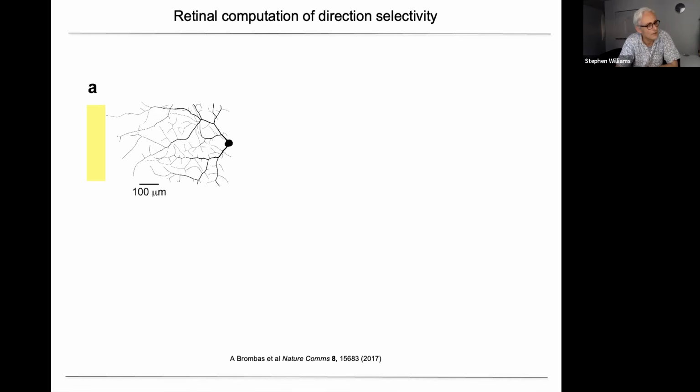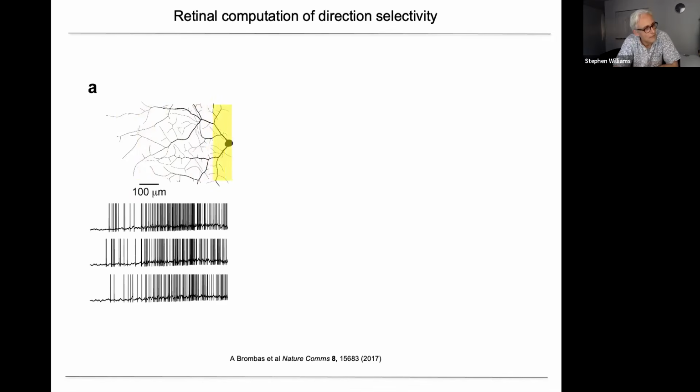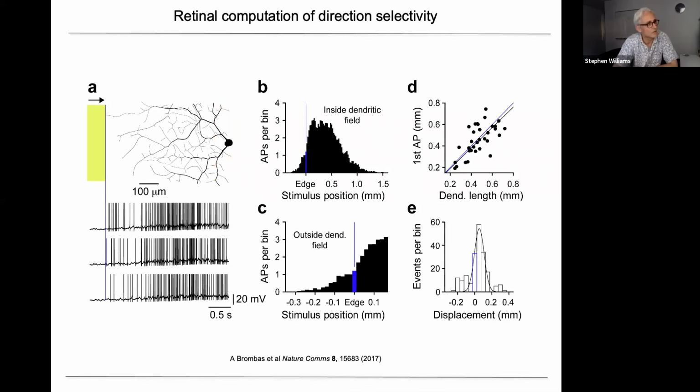So we tend to try and do that. And one obvious thing that emerges from this is if we move a preferred direction light stimulus across the receptive field and hence dendritic field of, in this case, an on direction selective ganglion cell, we see that action potential firing occurs really immediately as the light enters the dendritic arbor.